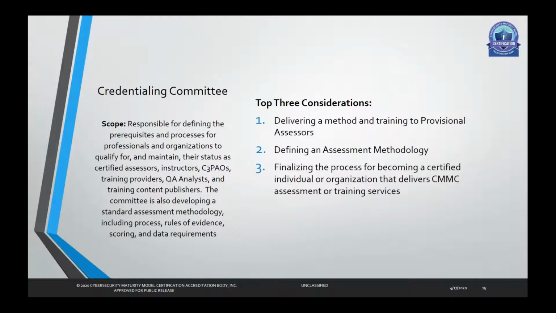Credentialing Committee, top three considerations there are delivering a method and training to the assessors, defining the assessment methodology, and then finally the process to becoming a certified individual or organization delivering the assessments. We want to ensure that high quality assessment capability is fielded and scalable to address all the companies needing assessment, to make sure everybody's in place, ready to perform to the contracts that are going to come with CMMC provisions in them.